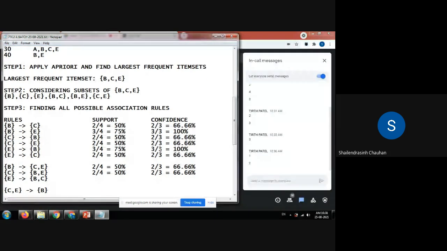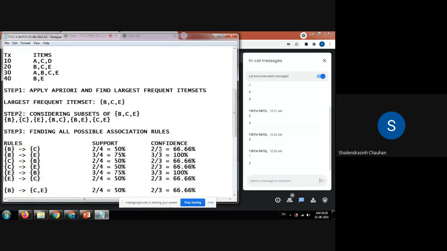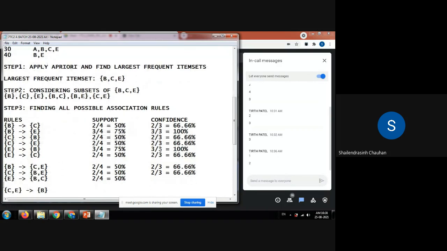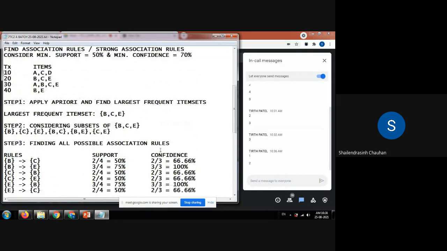Now again this will be same, and confidence now. Confidence, how many are having E? 3. How many are having E? 3 transitions, and out of those 3, 20, 30, 40, how many are also having BC along with E? Only 2, 20, 30.